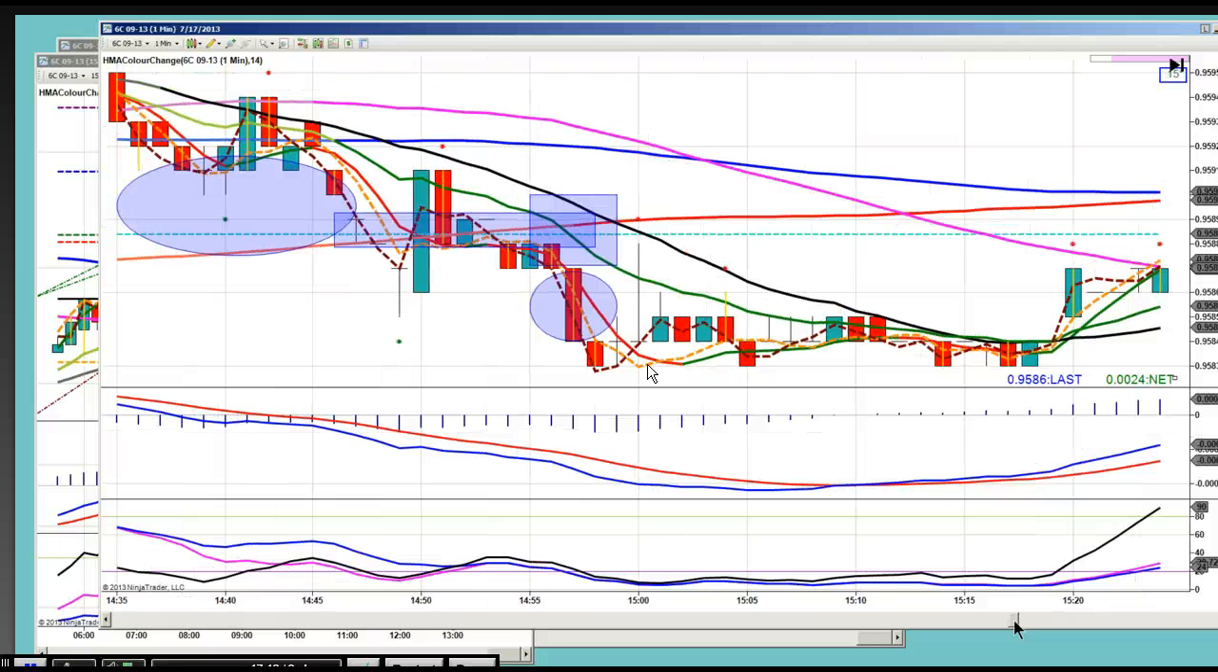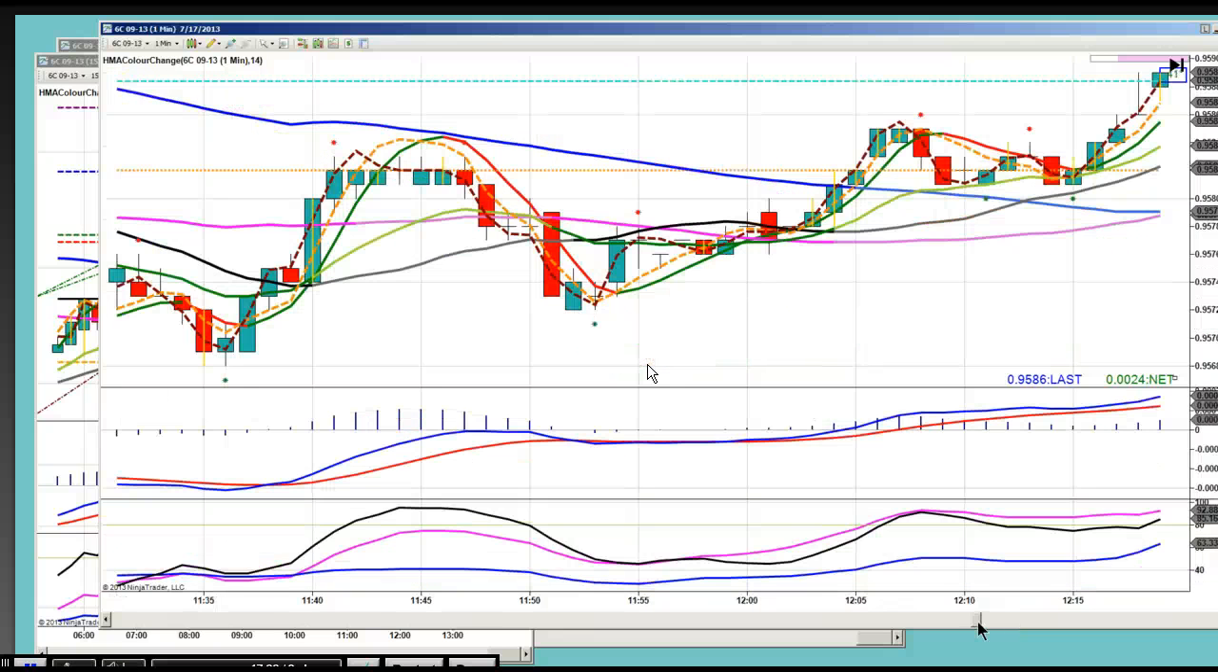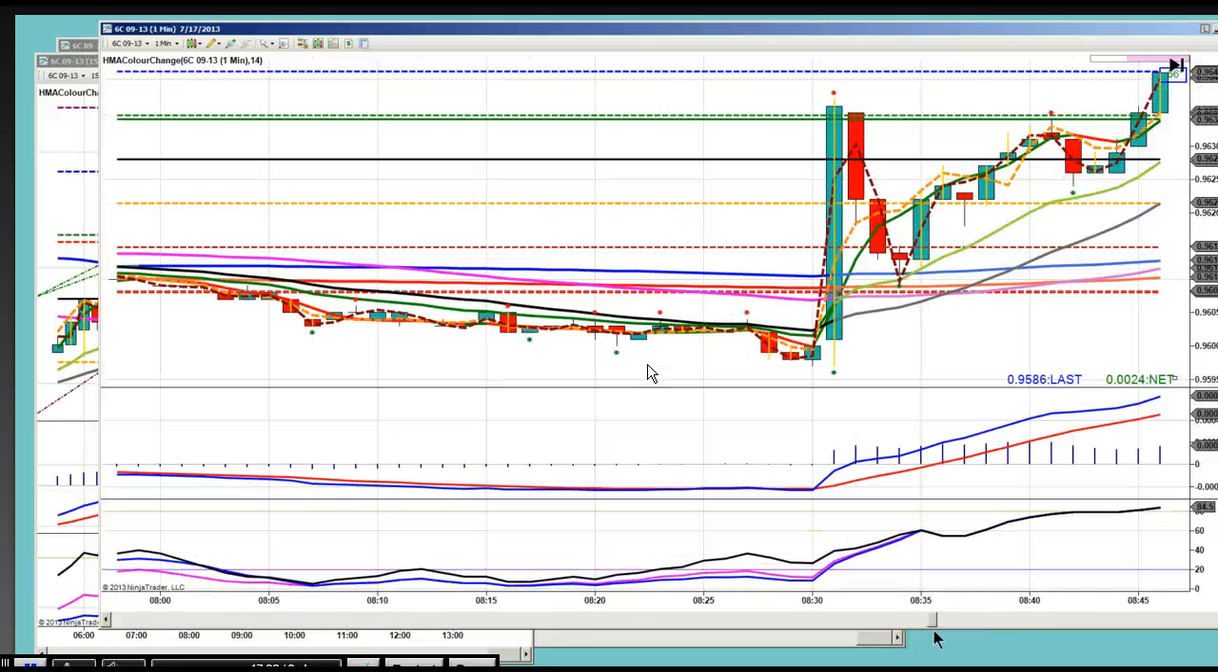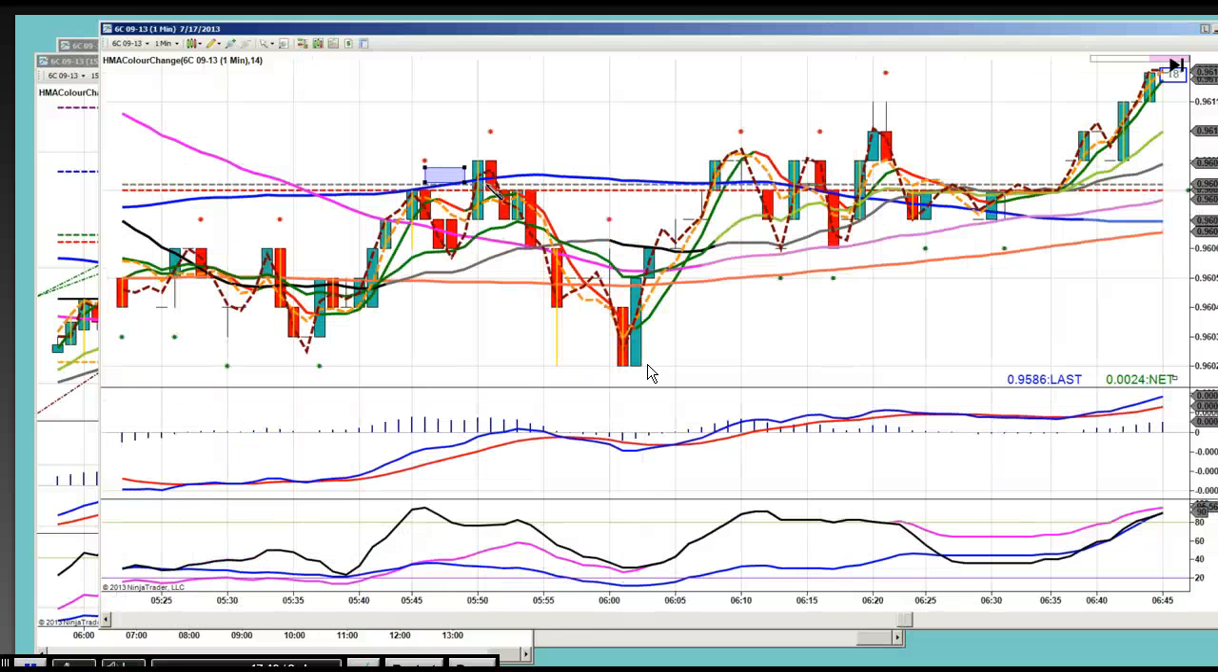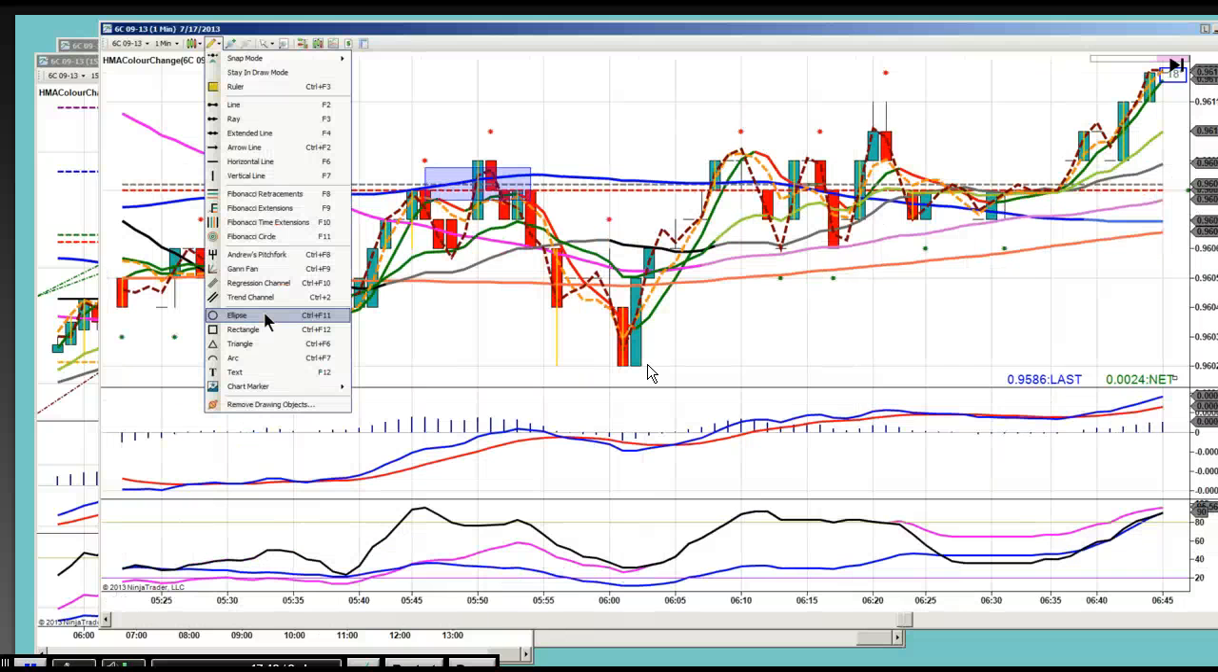Let me find an example with the PP for you. That's a news item, so that doesn't count. Here's a good example. Notice that the candles go up to the PP and turn right back around. So if you were considering entering on this candle here, it would be a big mistake.